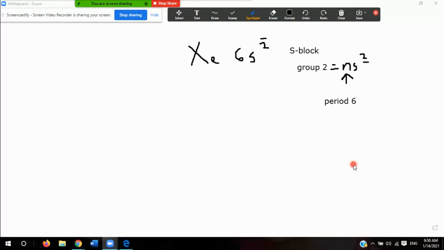Now, the second part of that problem wants us to find the electron configuration of a third period element, an element in group 1 and period 3.